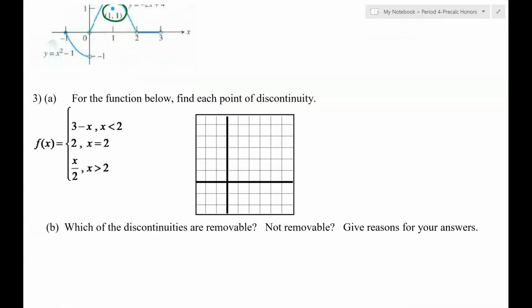3. For the given piecewise function below, can you please graph it first? Now you have to graph it on your own.